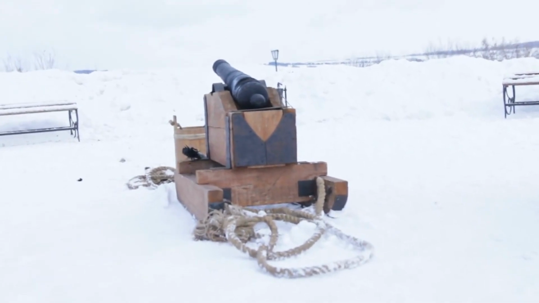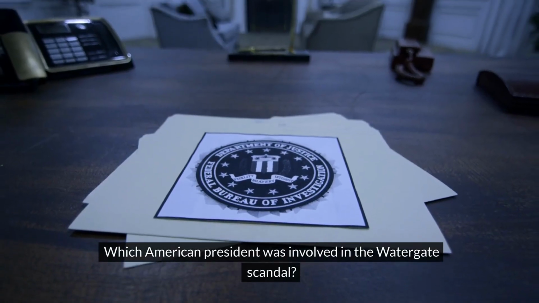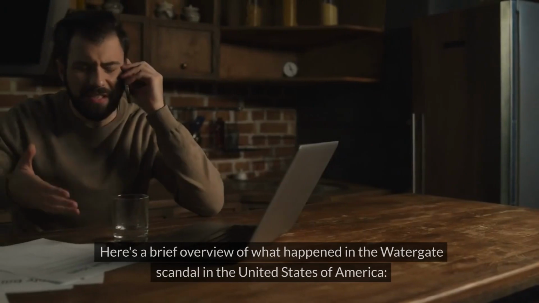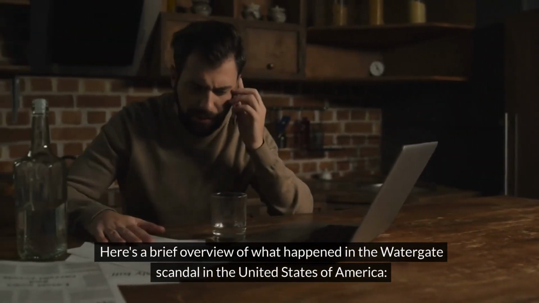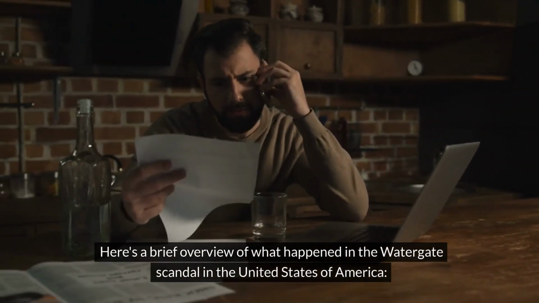Today's question is: which American president was involved in the Watergate scandal? Here's a brief overview of what happened in the Watergate scandal in the United States of America.